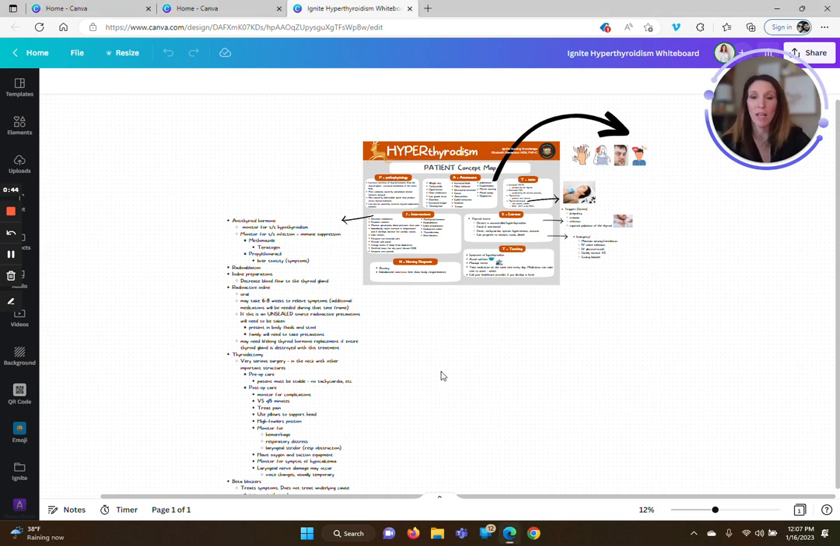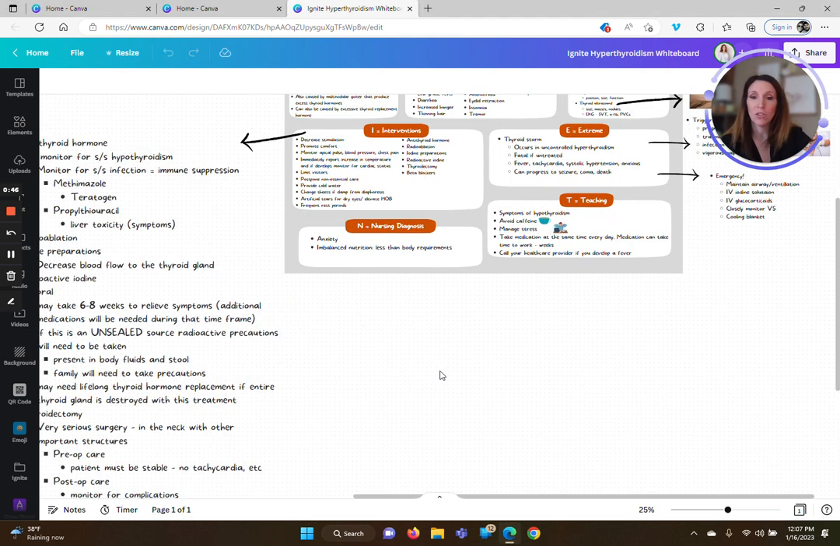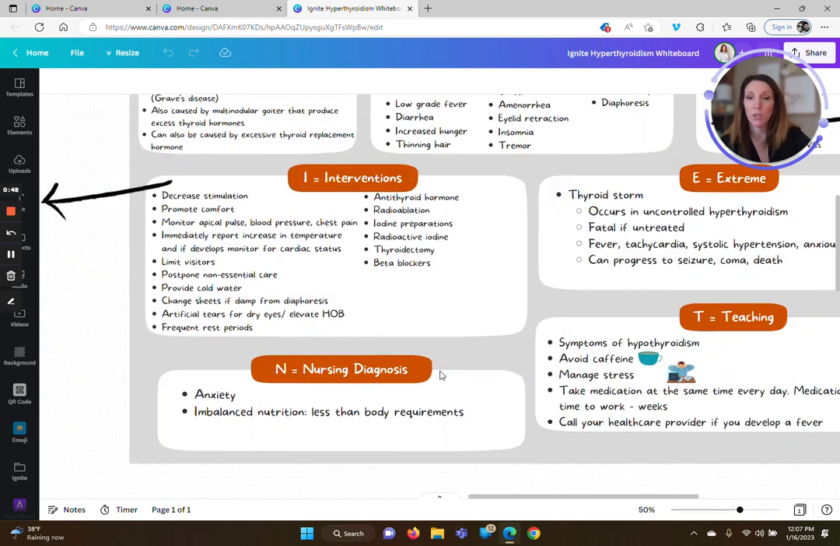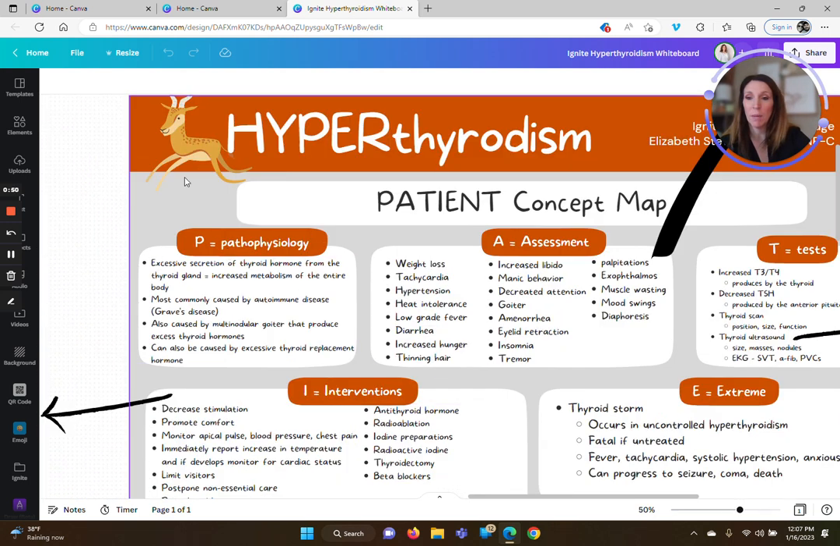All right, so let's dive in here to hyperthyroidism. Okay, and I've got my gazelle here to represent hyperthyroidism. He's really hyper and really fast because that's what we see in patients that have hyperthyroidism.